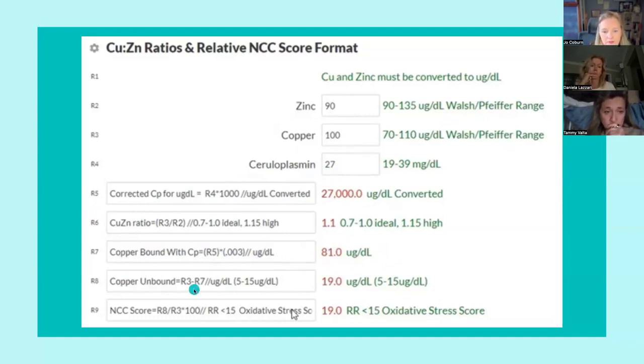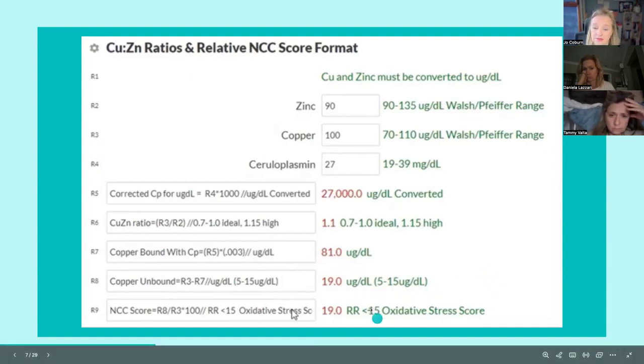And then you just do the math here. So the unbound copper is just going to be the total copper minus the copper that's able to be bound, which gives you the amount of unbound copper, which should be between 5 and 15 in a body that has a balanced oxidative antioxidative status. But in our person here, they're not.